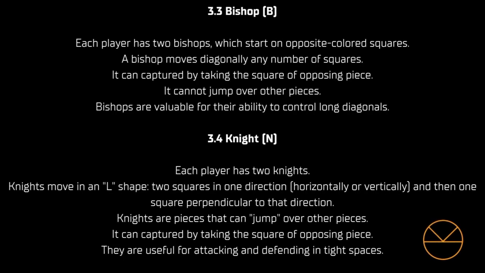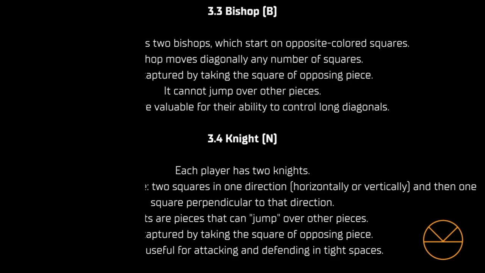3.3 Bishop B. Each player has two bishops, which start on opposite colored squares. A bishop moves diagonally any number of squares. It can capture by taking the square of an opposing piece. It cannot jump over other pieces. Bishops are valuable for their ability to control long diagonals.